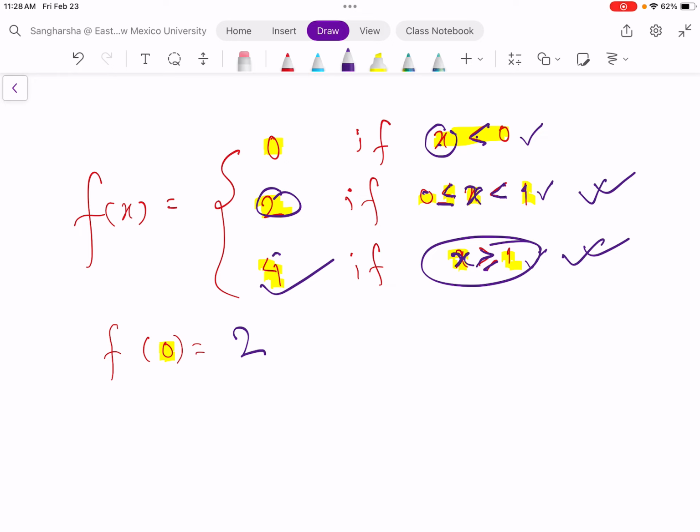Alicia, f of 1.5. So 1.5 is in the third set, right? We have x greater than or equal to 1, and 1.5 is greater than 1, so 4. Now Vanessa is here, right? For you, what is f of negative 0.5? That's right. Negative 0.5 is less than 0, so this is in the first set, and the corresponding output is 0.